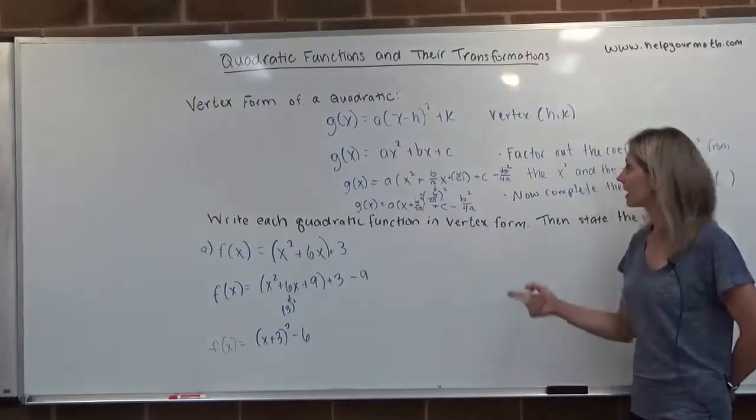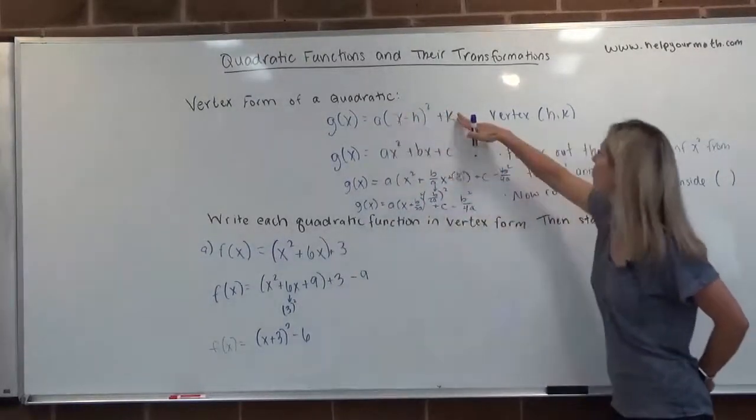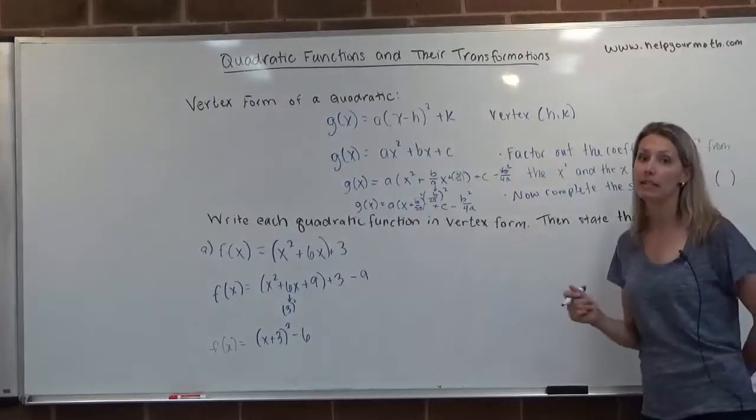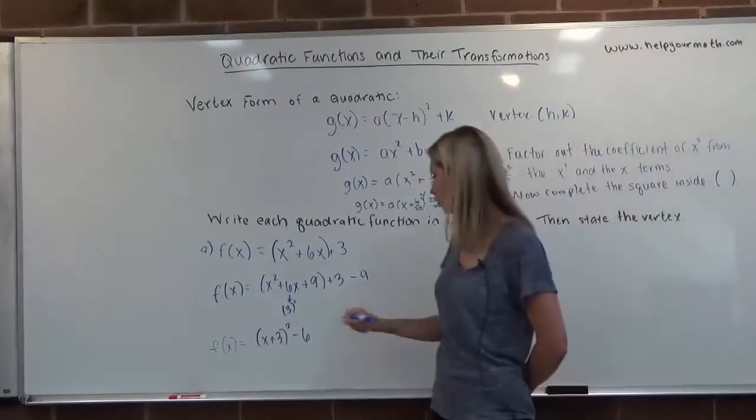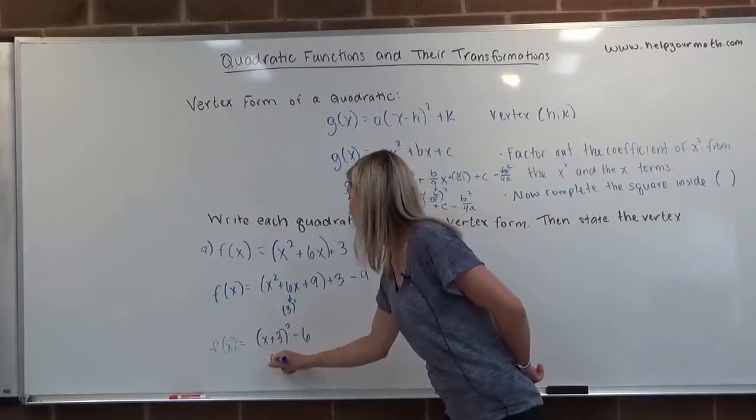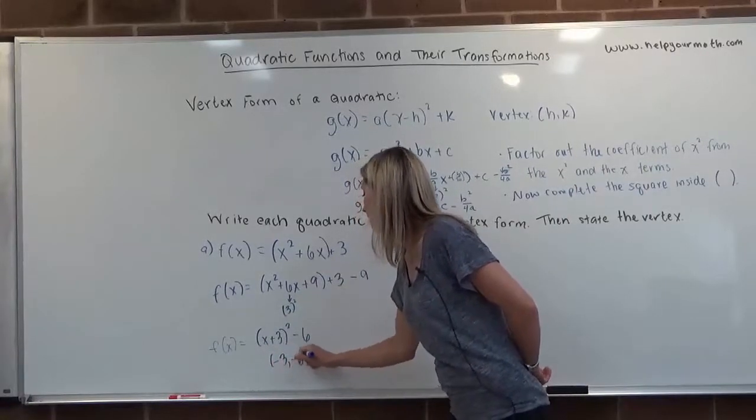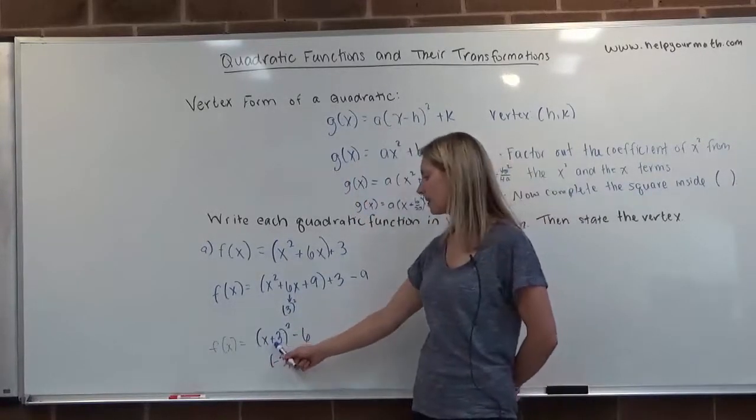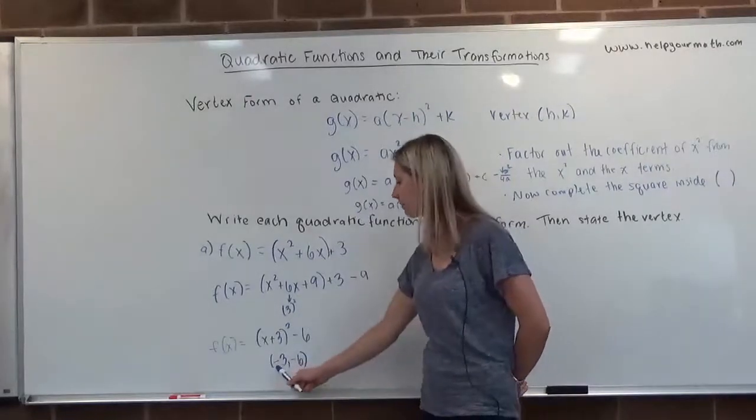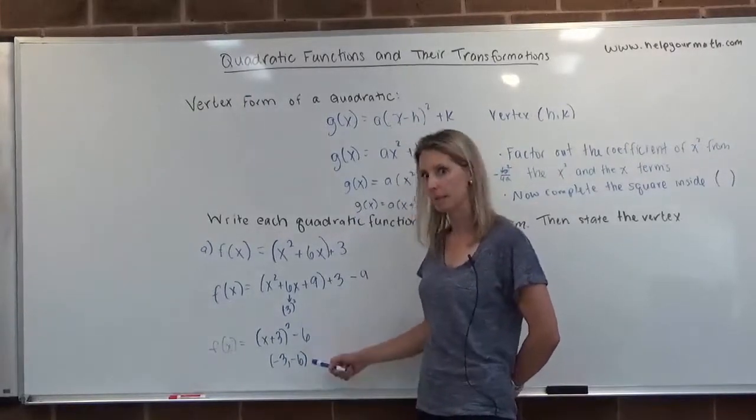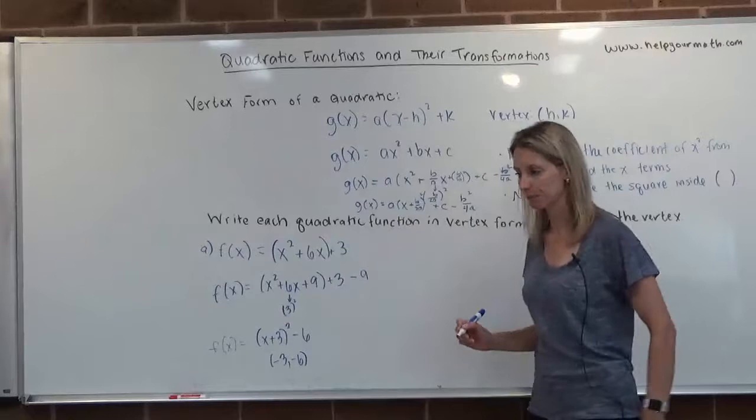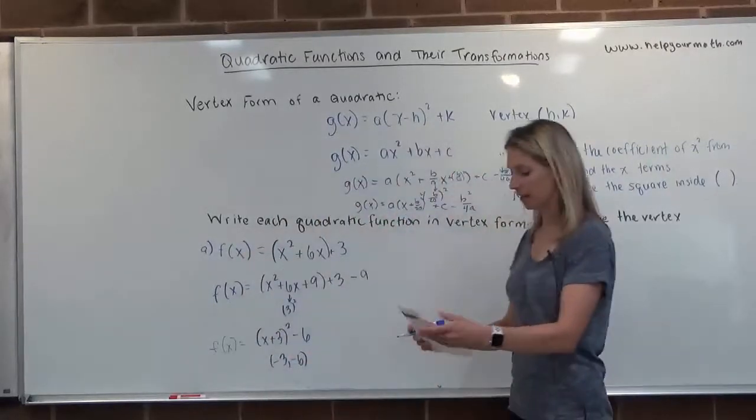Now it's written in vertex form. You can see this form looks like this form up here. And the last step is we need to state the vertex of this particular function. The vertex would be at -3, -6. Remember when it's inside parentheses, it's the opposite of what it looks like, so it's -3. When it's outside parentheses, it's the same as what it looks like, -6. Let's try another example here.